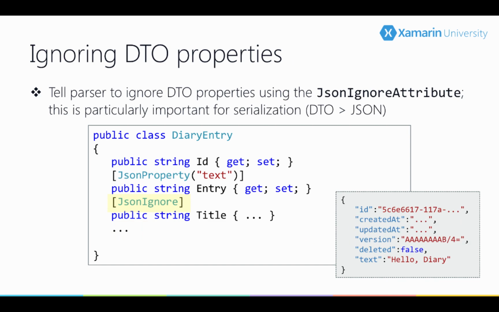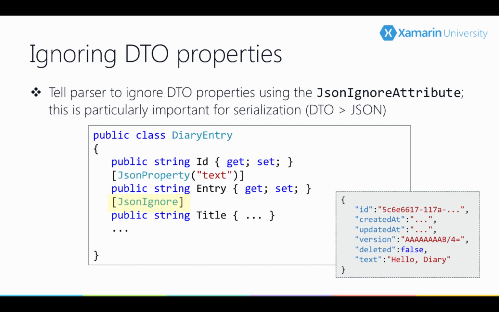If you want to define client-side properties on your DTO which shouldn't be sent to the server, then you should decorate these properties with a JSON ignore attribute. This is useful for client-side values that are created and used only by the client side. For example, here we've got a title, which might be the first 10 characters of the entry, or you might have a property that concatenates two other properties from your DTO.